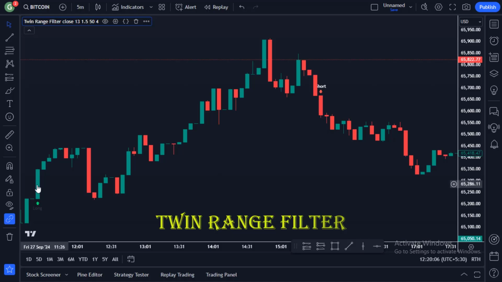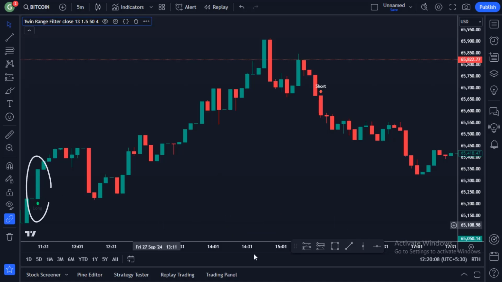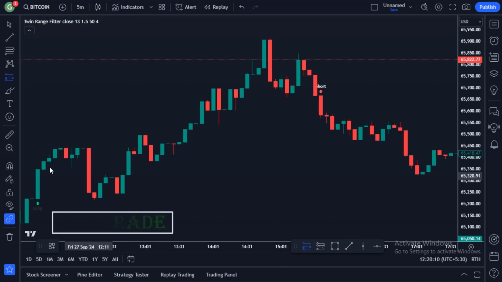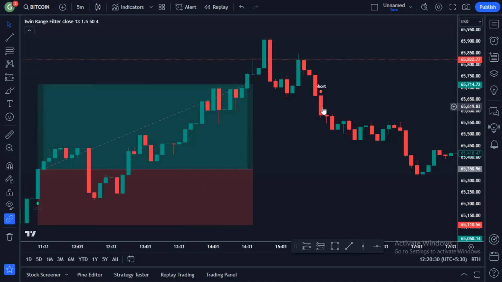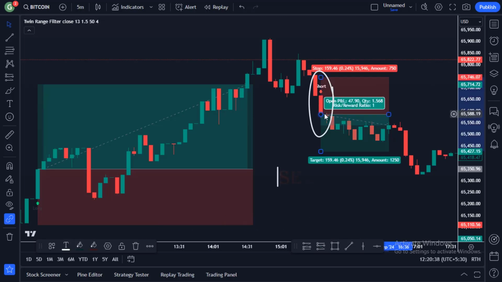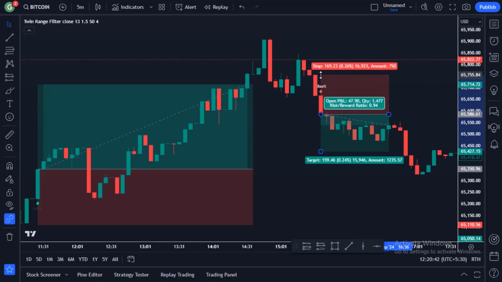When the Twin Range Filter Indicator gives a long position, hence you will take a buy trade from a bullish candle. And similarly, look further. When the Twin Range Filter Indicator gives a short position, hence you will take a sell trade from a bearish candle.